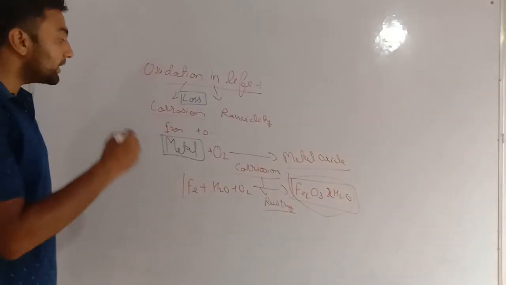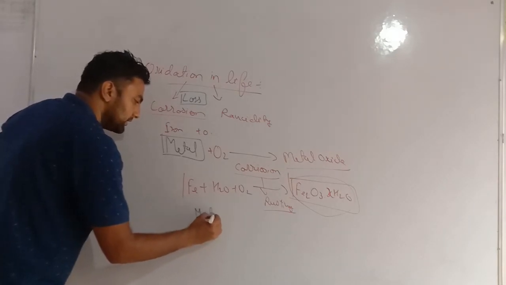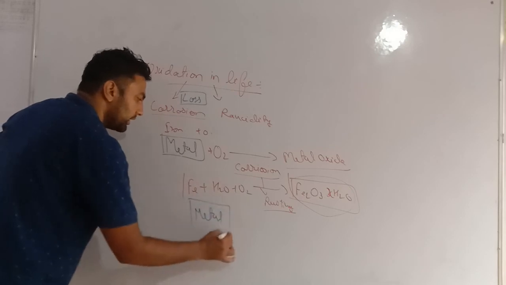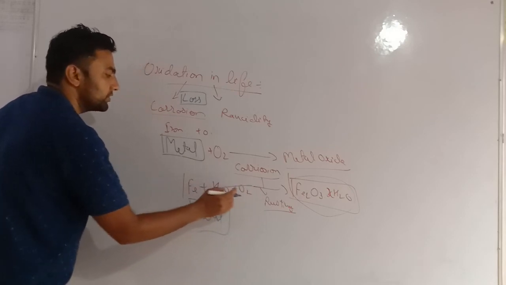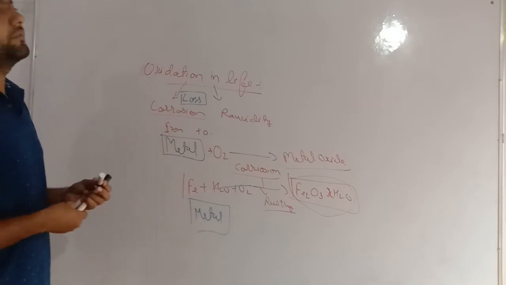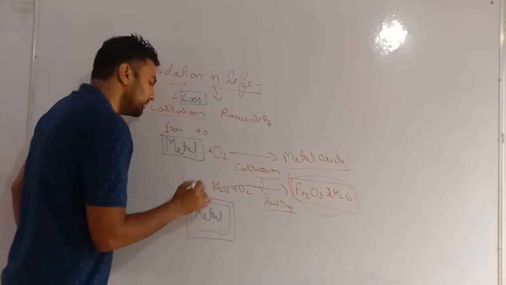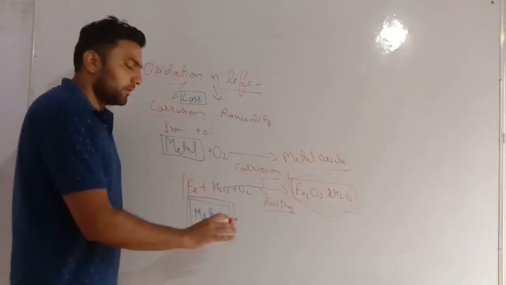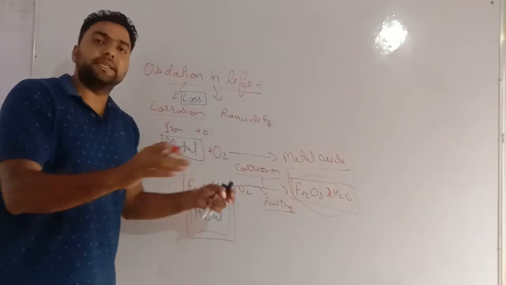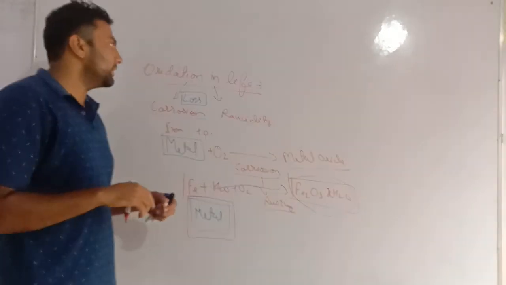See my dear student, what can I do to prevent metal oxide? If any metal does not come in contact with hydrogen, oxygen and water, it will never corrode. For that we do the painting of this metal, the galvanization, and many other processes, greasing and oiling. These all things we will be doing again in metals and non-metals.